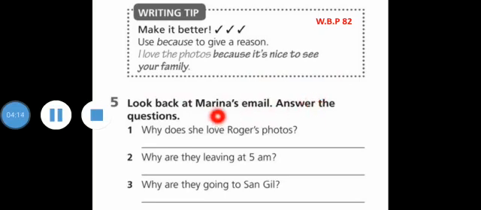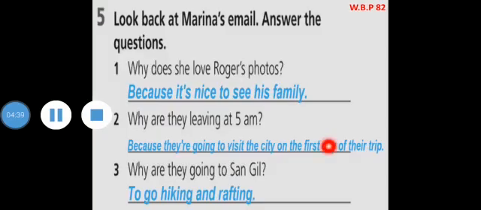Now, let's move to question number 5. Look back at Marina's email. Answer the questions. Pay attention that the questions begin with why. We use because to answer, to give the reason with the answer. You have 30 seconds to think about it. Let's have a look at your answer.